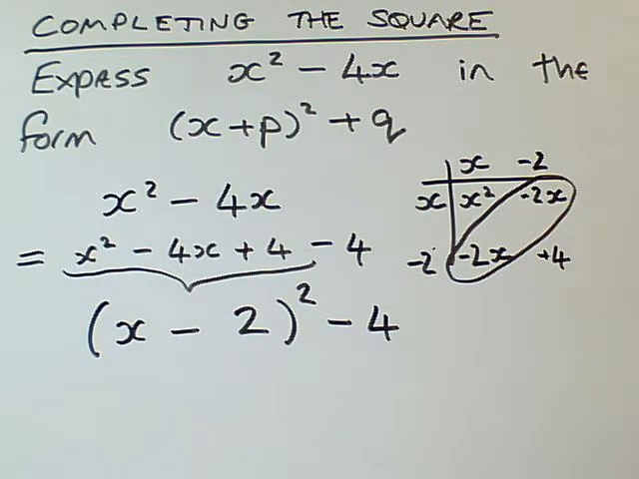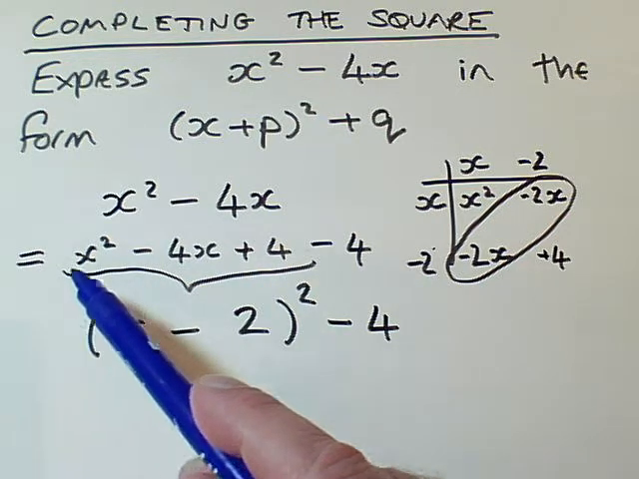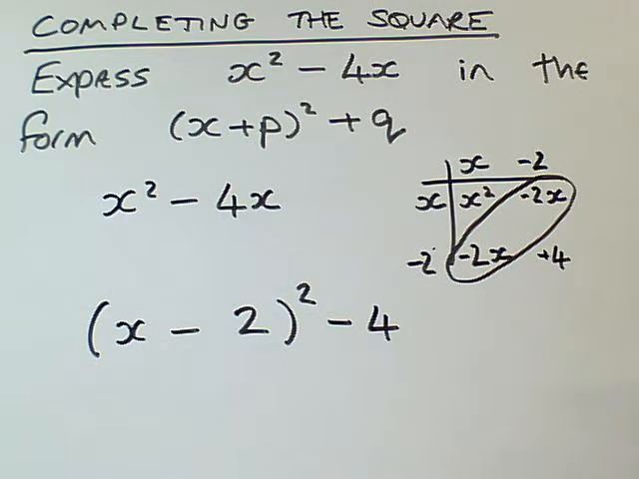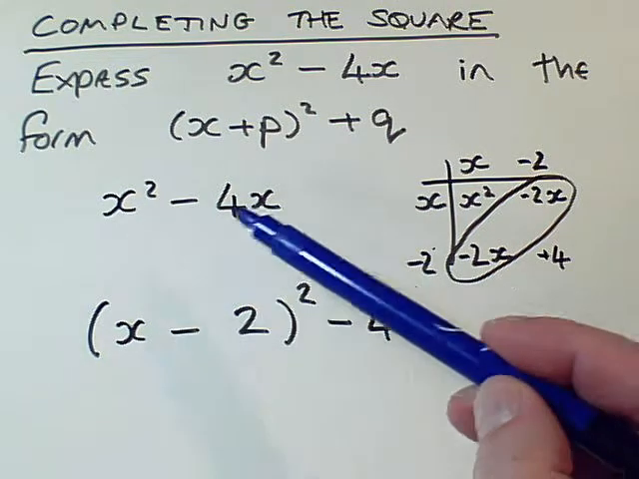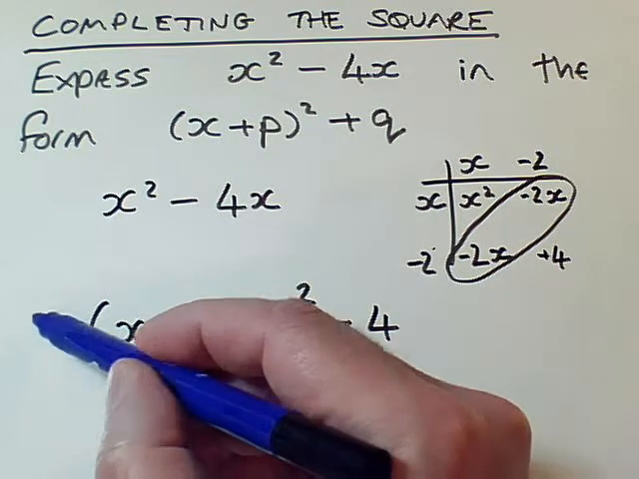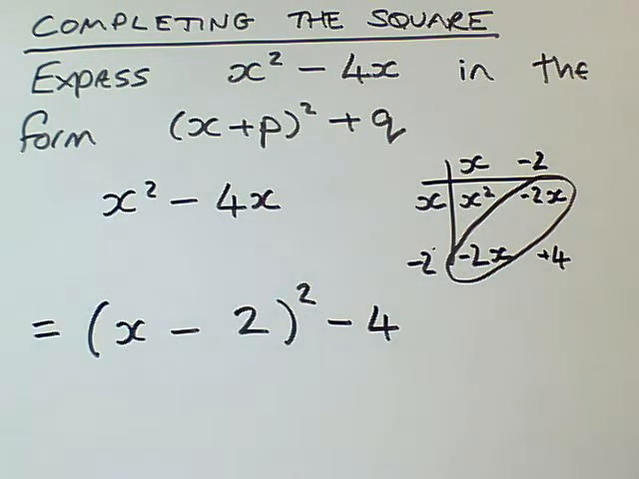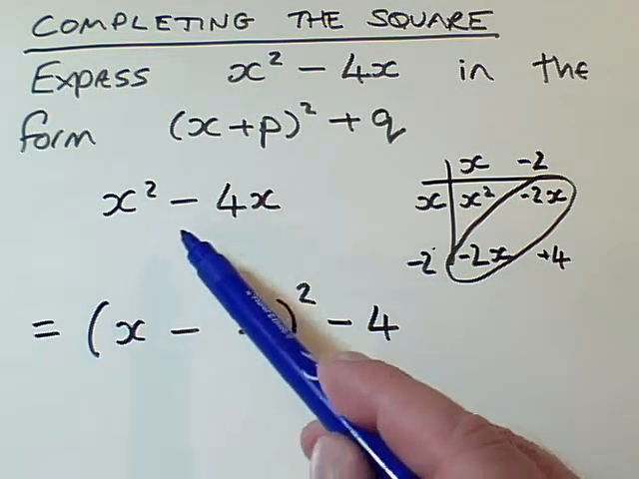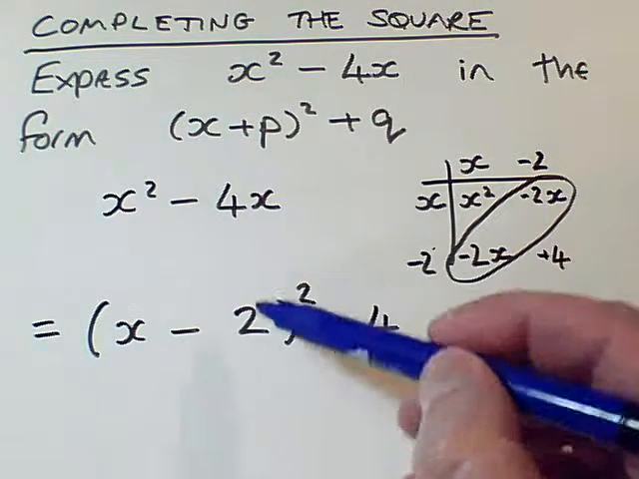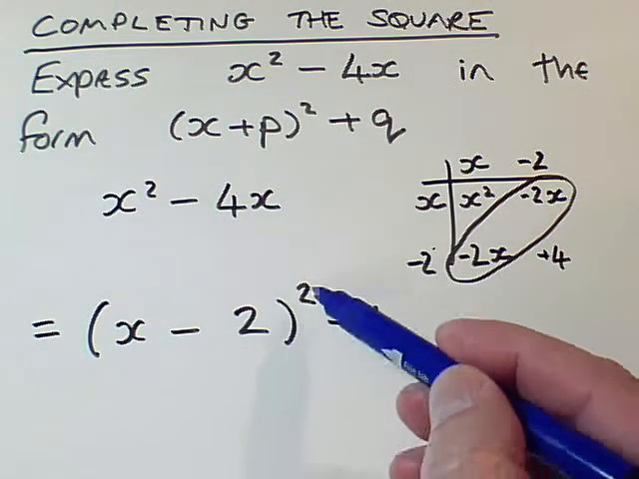Now the quick way of setting it out is where we do away with this middle stage. So some people like to go directly from x squared minus 4x to x minus 2 squared minus 4. How can we do that? We want to put equals here. Well, this grid is still relevant. We know that to create x squared minus 4x, I'm going to need a grid with two lots of minus 2x, so I can spot the squared bracket is x minus 2 squared.